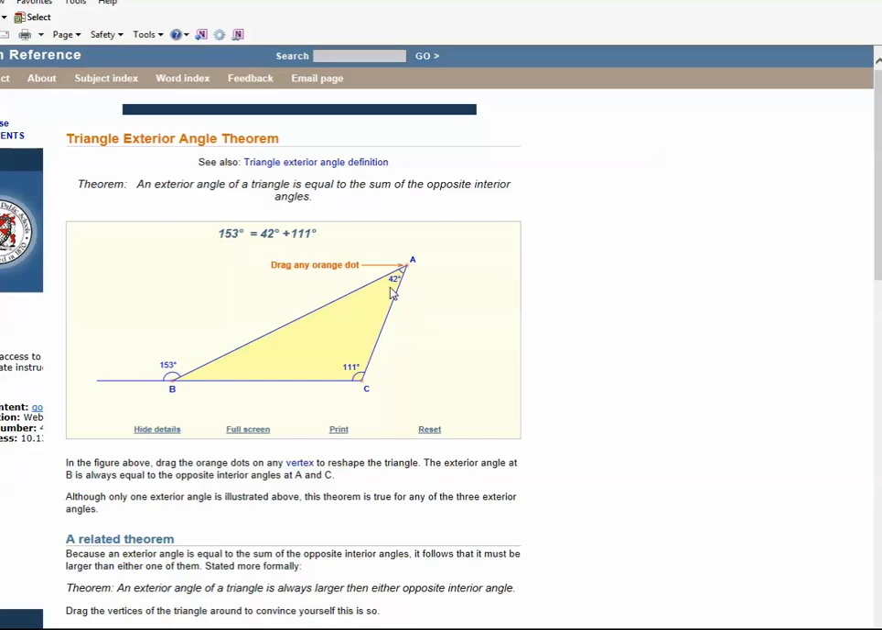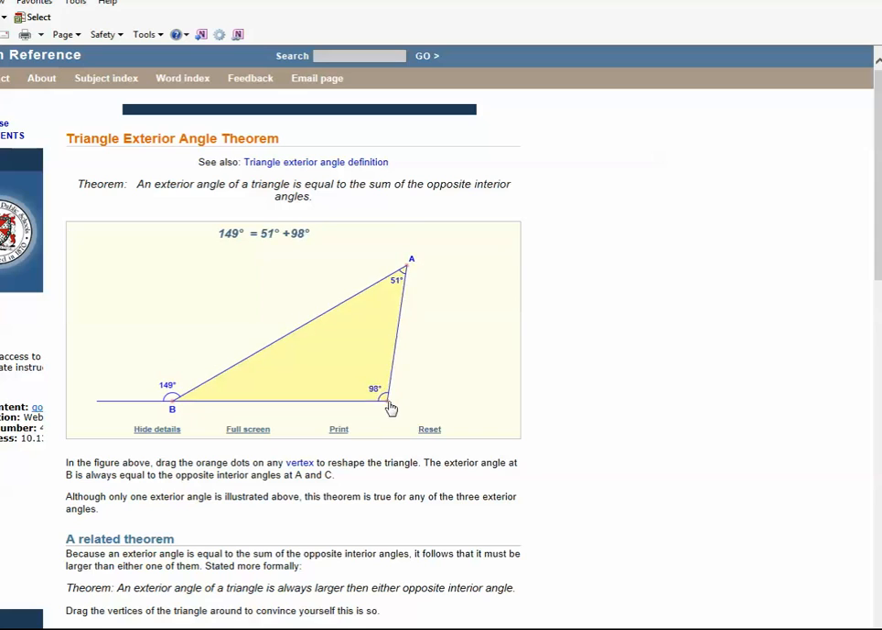And look what we've done with these two, 42 and 111 degrees. Add those together and it makes 153. 153 is that exterior angle. I'm going to grab this vertex and I'm going to drag it to make a different size measurement. 59 and 91. We're adding those two up and it makes 150. 150 is this exterior angle measure.